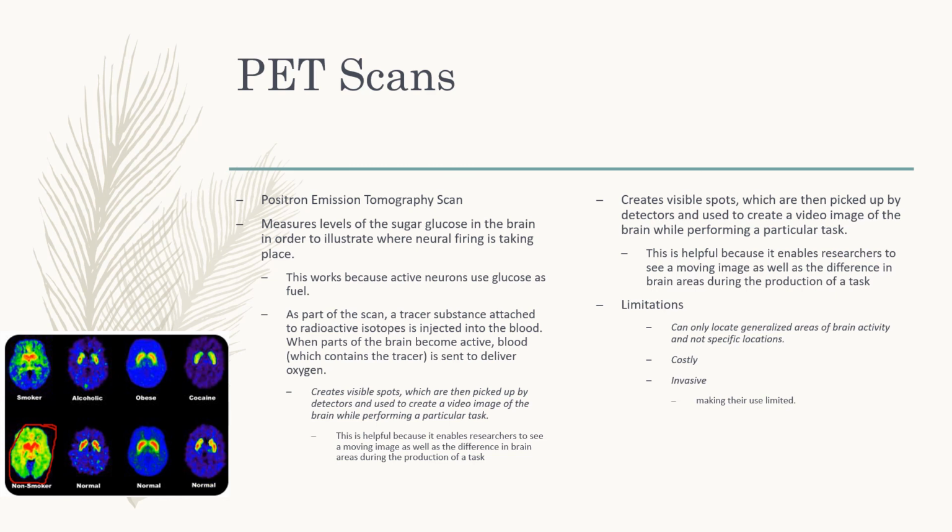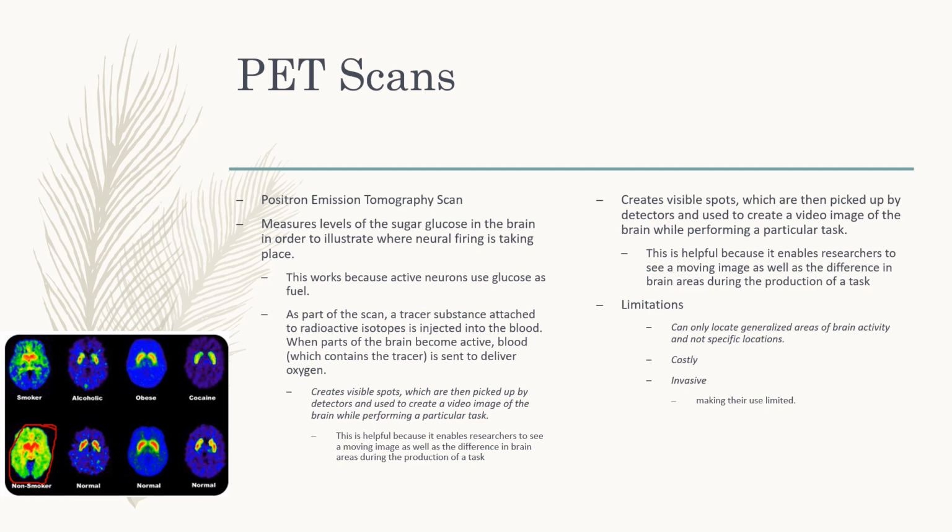look right here. Obviously the blue is passive areas, and the colored areas, or green, red, yellow, are all areas where brain activity is taking place.